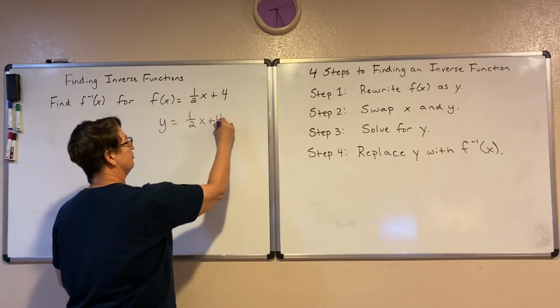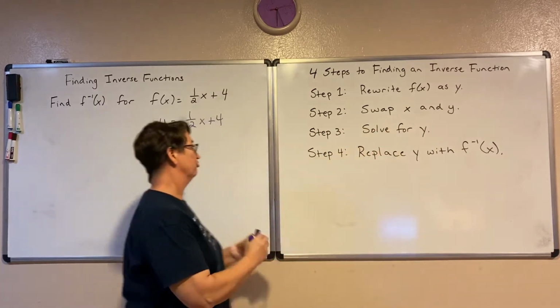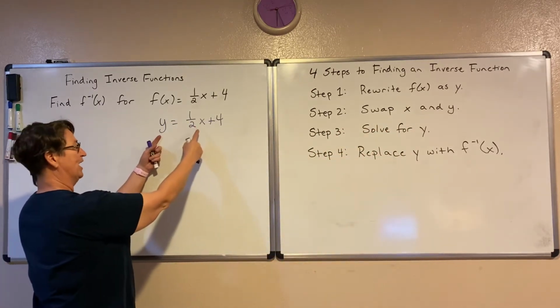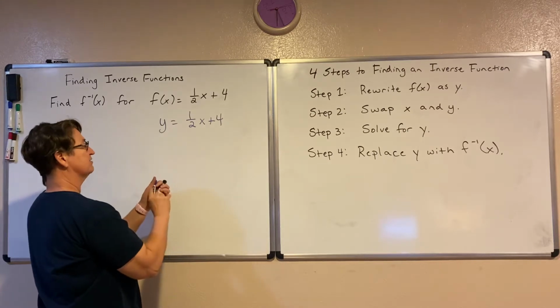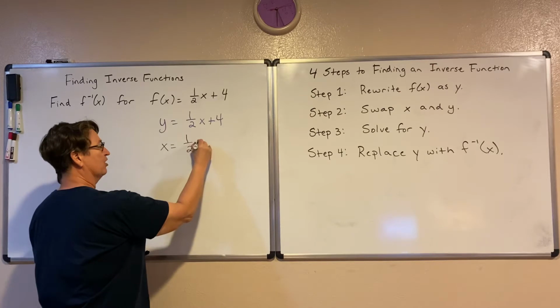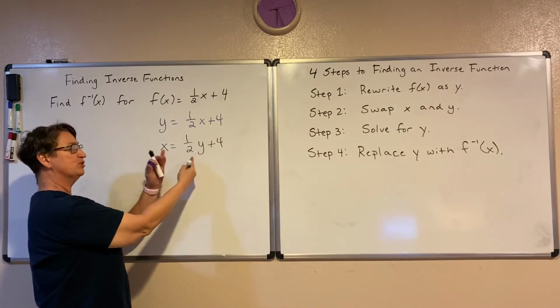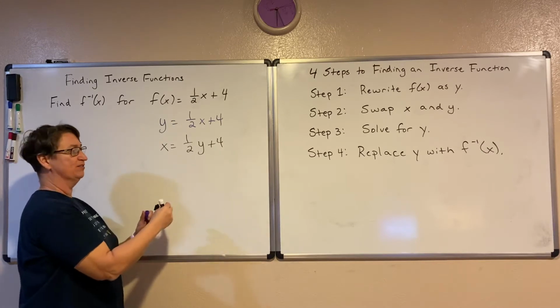Then, step 2, I'm going to swap my x and my y values. So everywhere I see a y, I'm going to write x. Everywhere I see an x, I'm going to write y. And we're doing that because in our inverse functions, our inputs and our outputs just swap places.